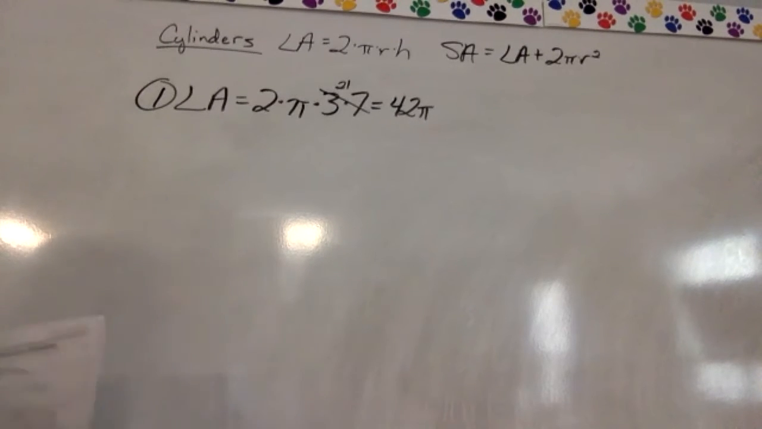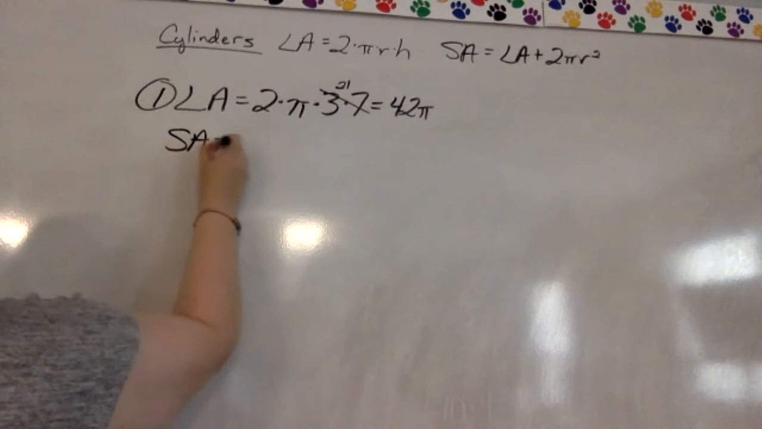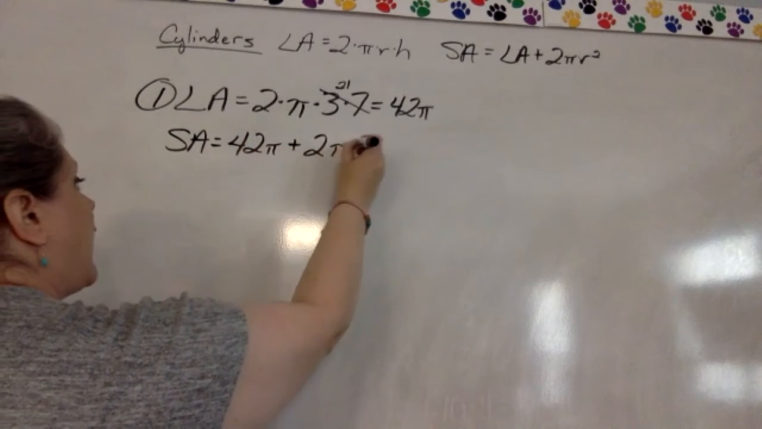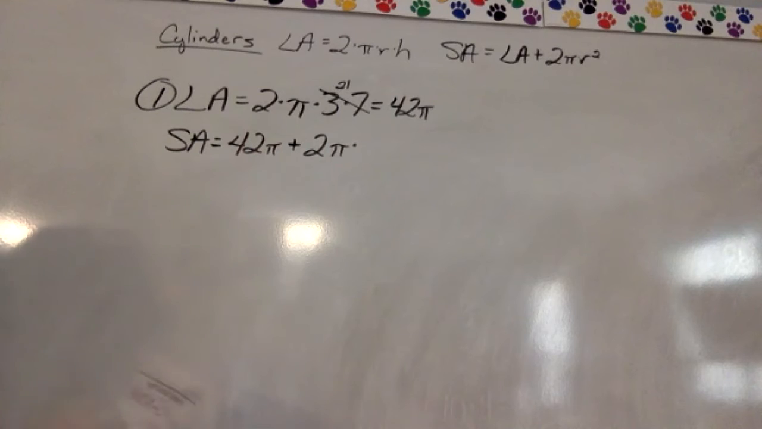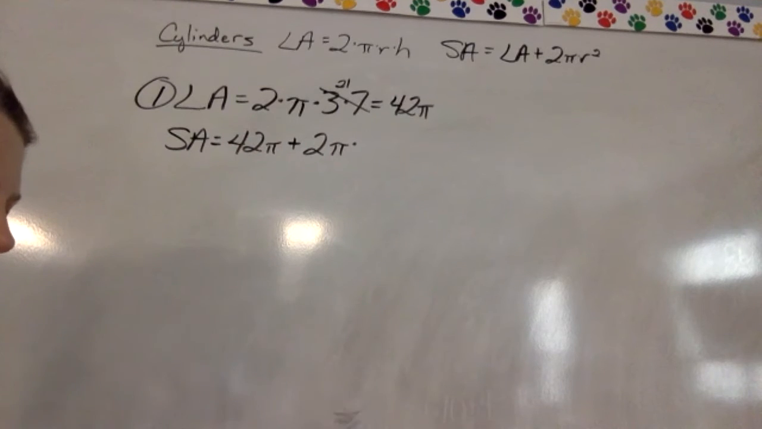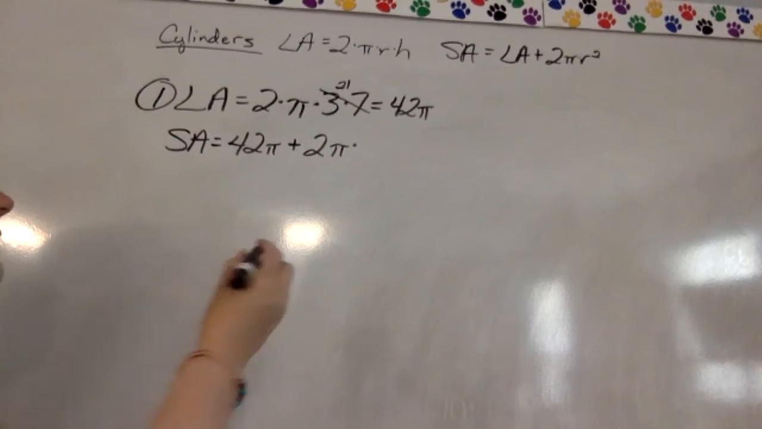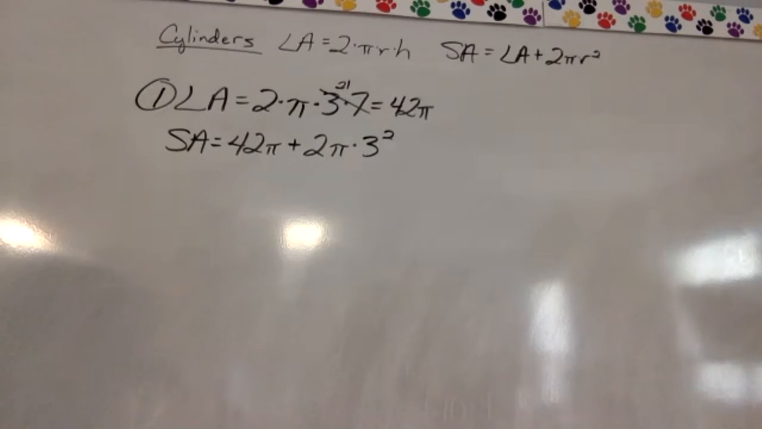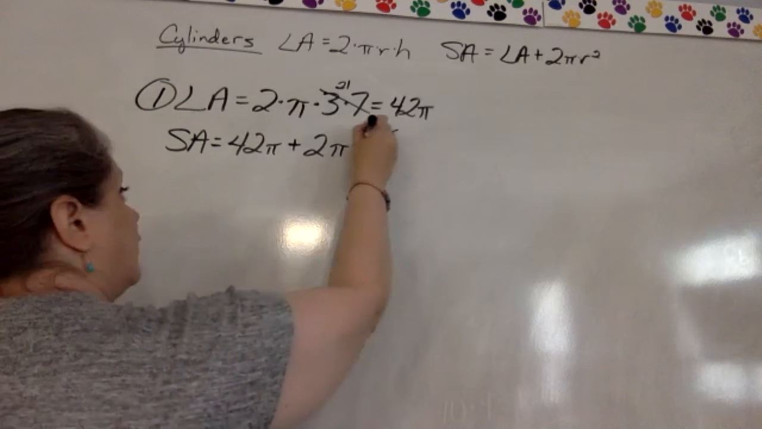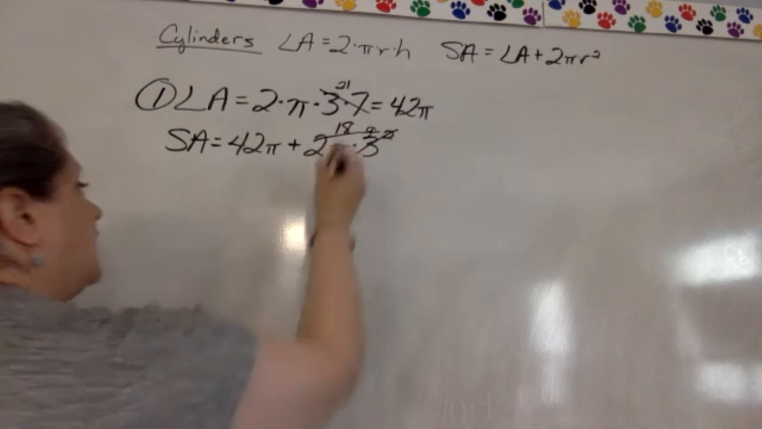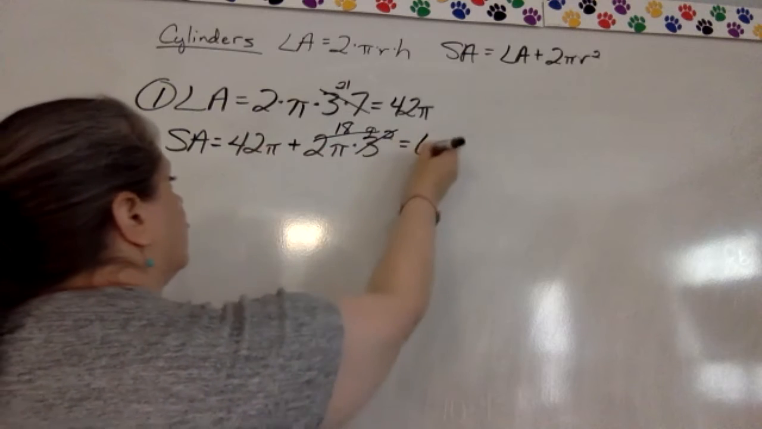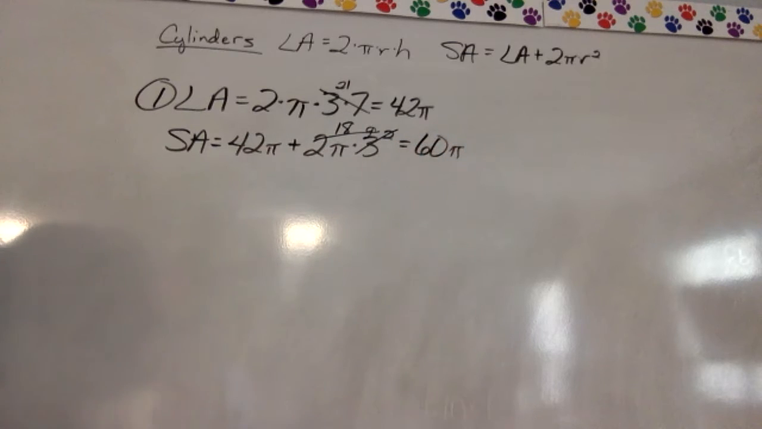Now, for the surface area, I take that answer, but then I have to add 2 times pi times the radius squared. I have to add the 2 circles on the top and bottom. So the radius again was 3. So it's 2 times pi times 3 squared. 3 squared is 9. 9 times 2 is 18. So I have 42 pi plus 18 pi. So it's 60 pi. You just add them together and you're done.